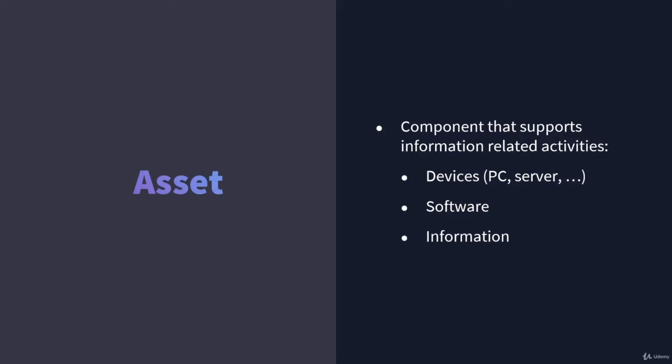In the previous slide, we learned that cybersecurity means protecting components such as data, software, and hardware that support information-related activities. In InfoSec, such a component is called an asset. Assets can be devices such as a PC, a server, or a smartphone. Assets can also be software, for example a website, an online shop, an online banking app, a car infotainment system, an operating system such as Windows, Linux, or Mac, or just a regular application. Finally, assets can also be information, such as a database with customer information, emails, personal messages, and so on.